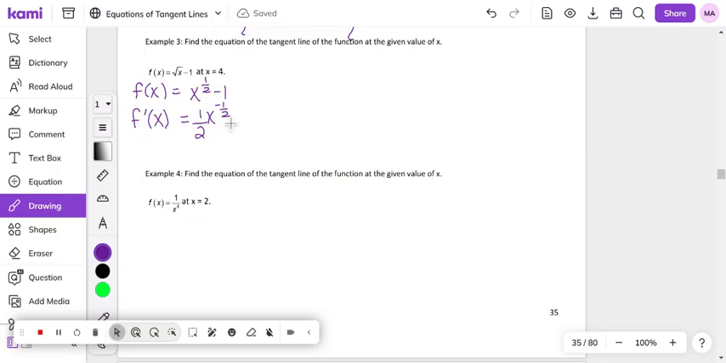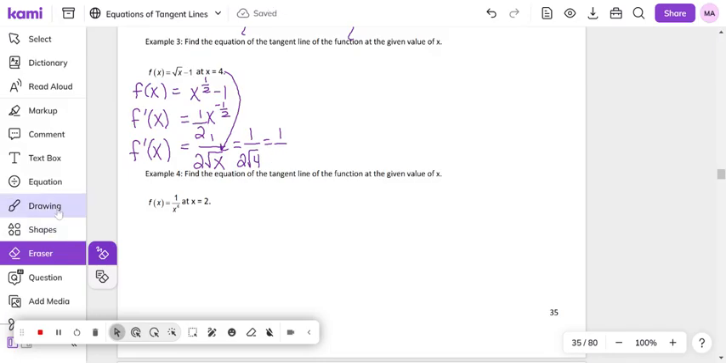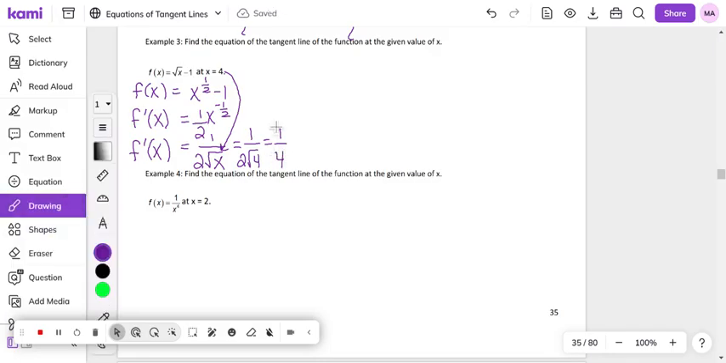And I think we should do a little rewrite here and bring that x to the denominator, giving us 1 over 2. I would probably write it as the square root of x, but you could have x to the 1/2. It's the same thing. And now we're going to drop that 4 in there. So 1 over 2 times the square root of 4 is 1 over 4. Okay, we'll tuck that aside.